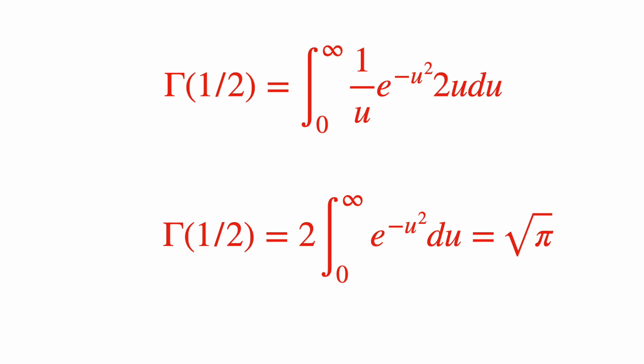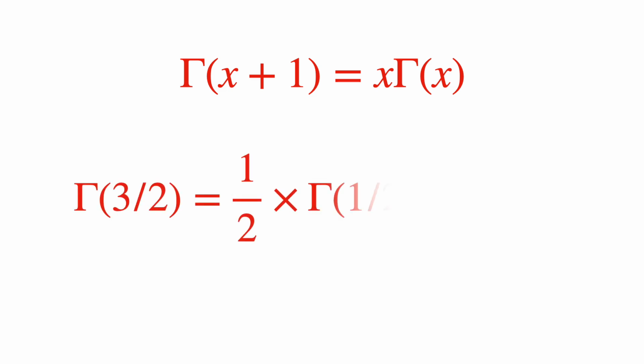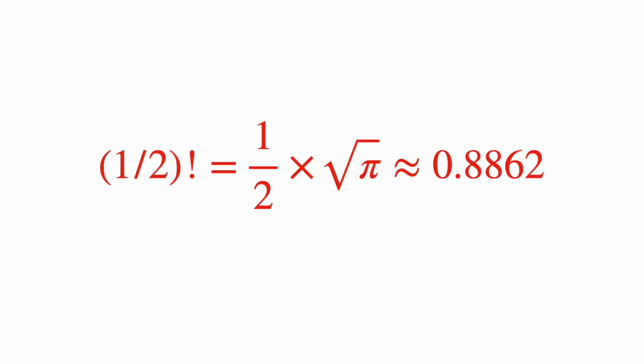And we can use the recurrence relation, Gamma of x plus 1 equals x times Gamma of x. Therefore, Gamma of 3/2 equals 1/2 times Gamma of 1/2 equals 1/2 times the square root of pi. So, 1/2 factorial equals 1/2 times the square root of pi, which is approximately 0.8862.